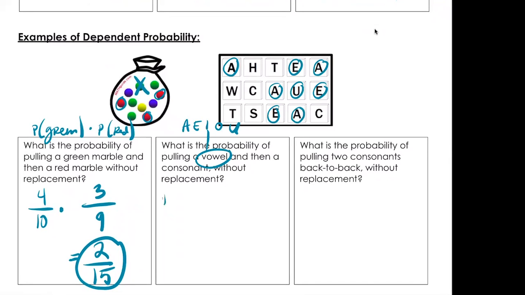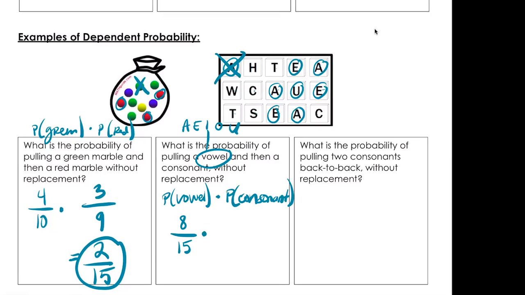So we want the probability of the vowel times the probability of the consonant. There are 8 vowels we just said out of 15 Scrabble tiles altogether. So if we successfully pull out a vowel, just pick one, cross one of them out. That's gone. Times, now we want a consonant.